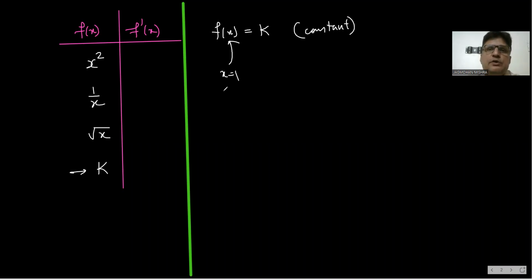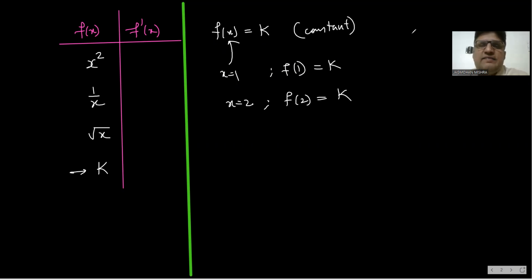If I put x equal to 1, what will I get? I will get f of 1, and f of 1 is equal to the constant k. Then I put x equal to 2. When I put x as 2, I get f of 2. What is it? It is again k.